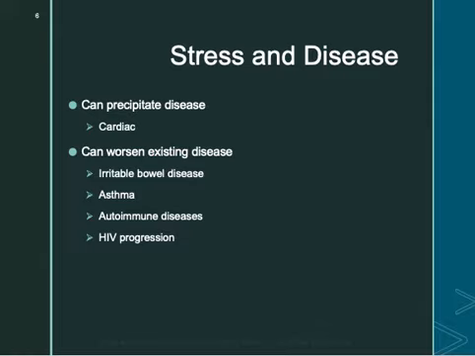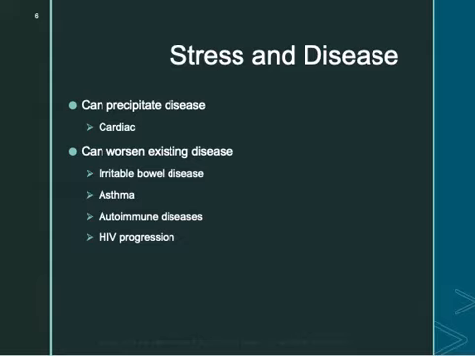You'll find that patients that suffer from irritable bowel syndrome often have flare-ups essentially when they have increased stress in their life. Same thing with asthma, autoimmune diseases, very, very common. You have patients that have rheumatoid arthritis or lupus, and it's not uncommon that when they're under a lot of stress that they actually will have a flare-up of it. And a lot of it too, there's actually links with stress and the onset of autoimmune diseases as well. HIV progression as well, because it does affect your immune system.